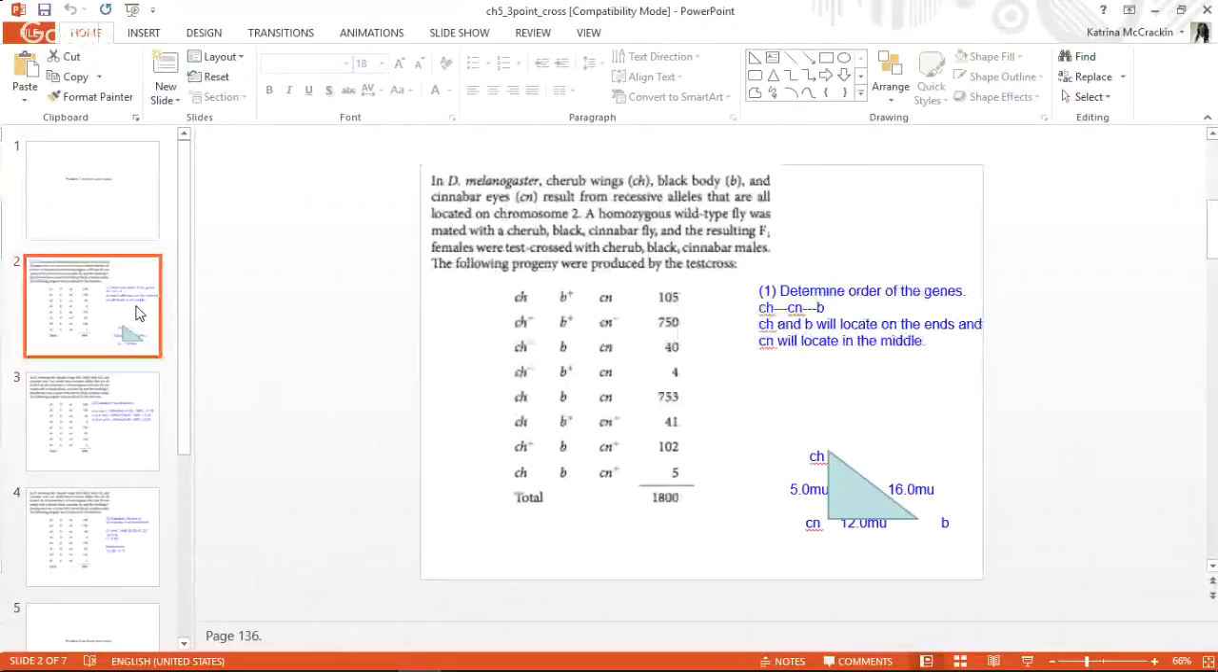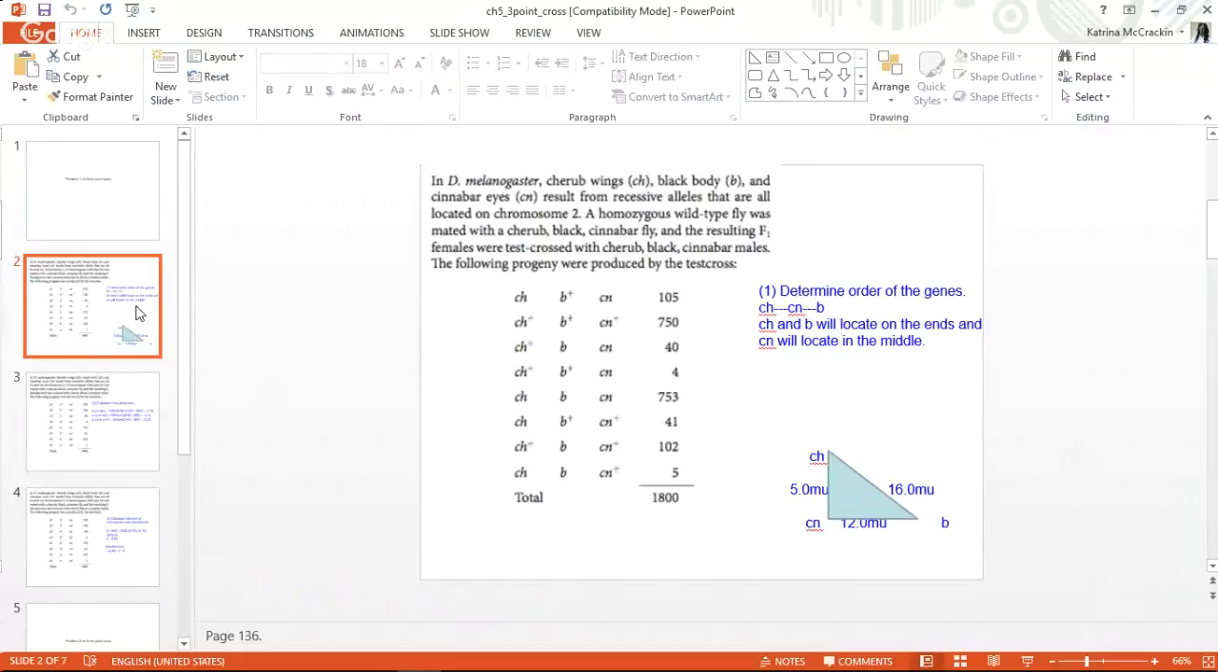In the problem, we have the shared wings, CH, black body, B, and cinnabar, which result from recessive alleles that are all located on chromosome 2. A homozygous wild-type fly was mated with the shared black cinnabar fly, and the resulting F1 females were test-crossed with the shared black cinnabar males. The following progeny were produced by the test cross.